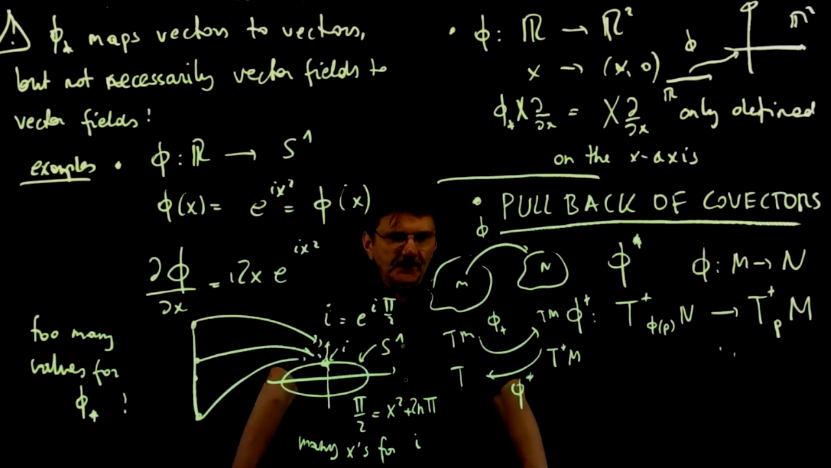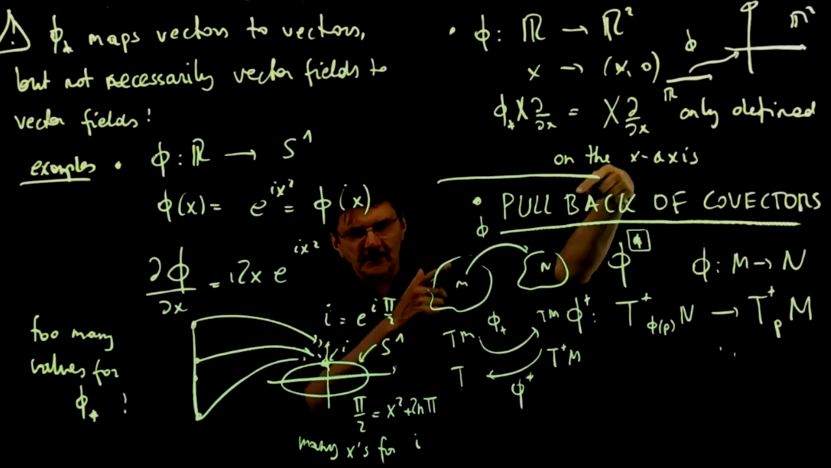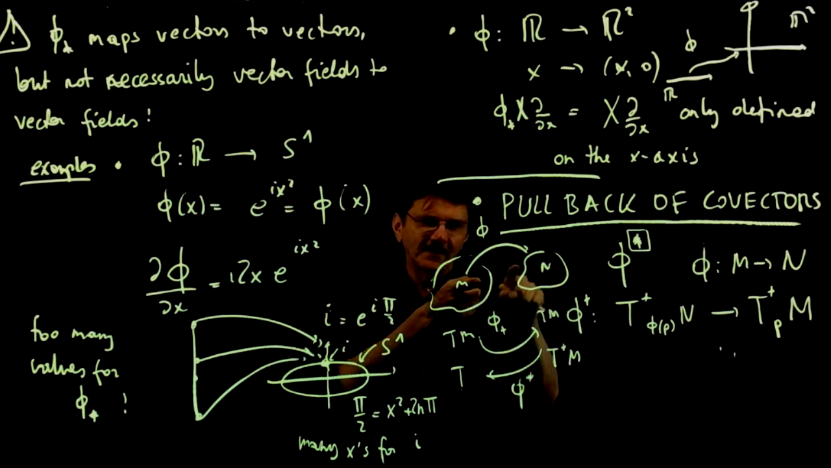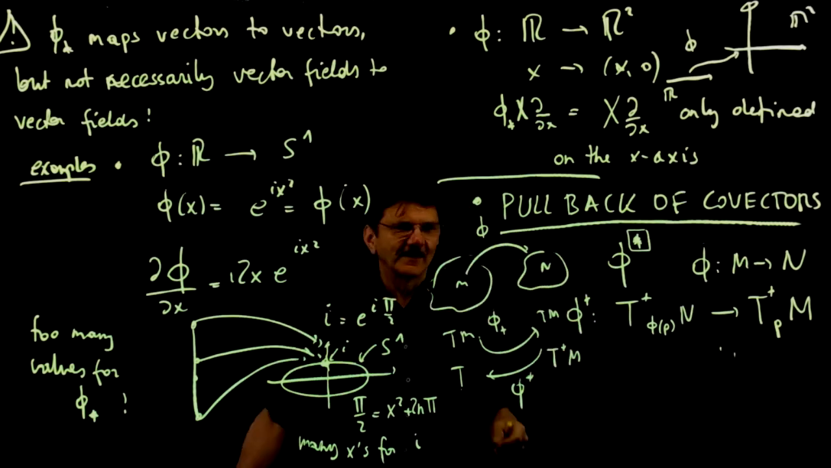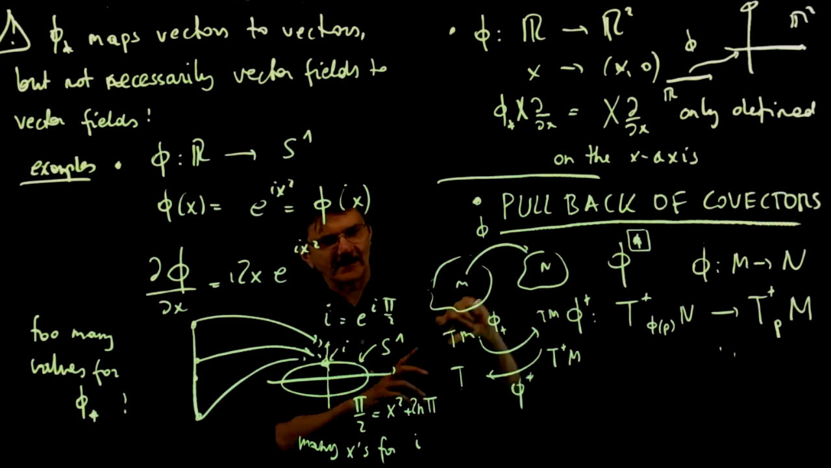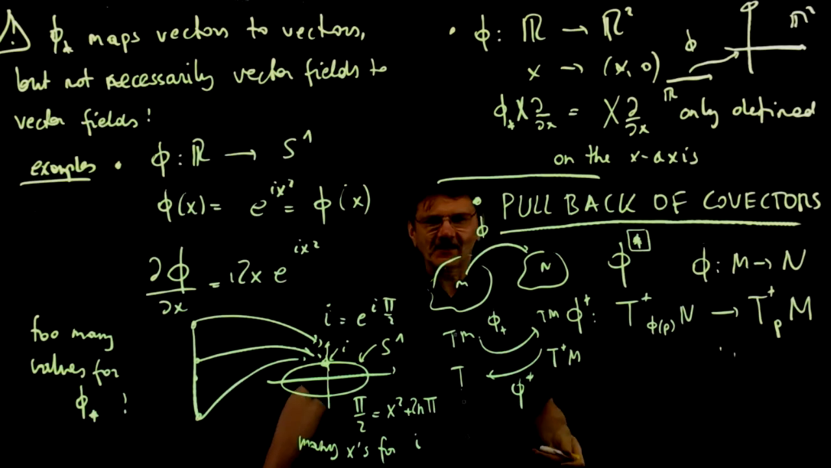I always have to think 5 minutes whether I should put the star up or down when writing the pullback or the push forward. And the trick to remember is that pullback has the star up because it looks like the inverse map. Right? So if there was an inverse map, then it will be going from N to M, and that's how the pullback goes, right? So pullback is like the inverse map. Inverse map is phi minus one, which is up, so star is up.